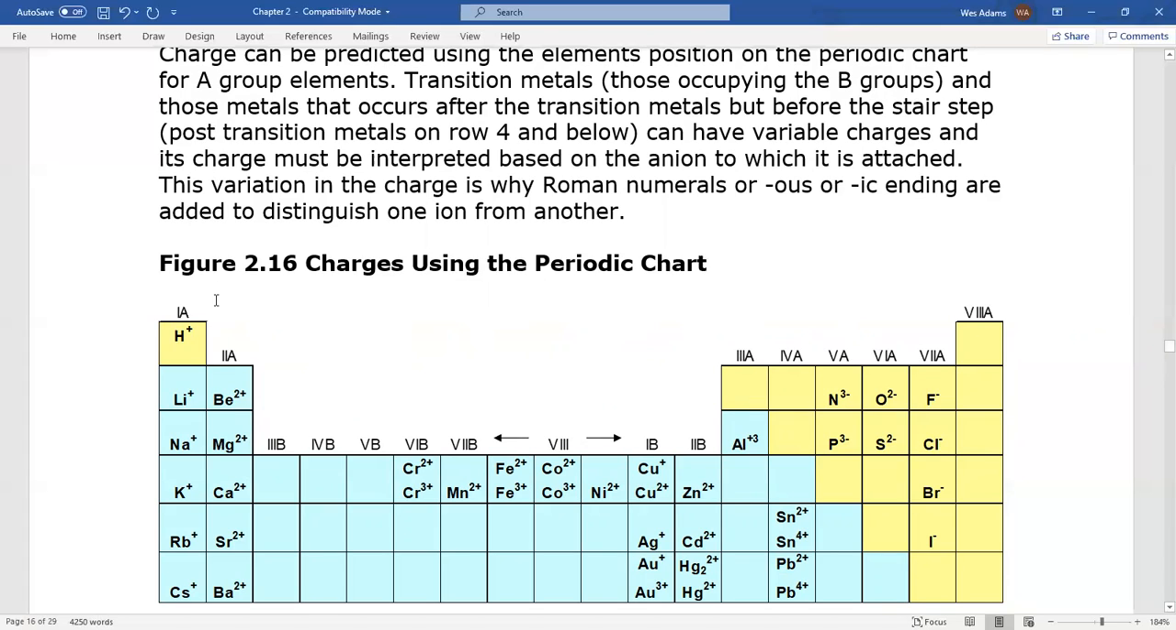But we can see group 1A likes to form a +1 charge, 2A forms a +2, 3A, like aluminum, tends to form a +3. Not a lot of good rules for 4A, but then when we get to 5A, -3 for 5A, -2 for 6A, -1 for 7A, and your noble gases don't tend to form ions since they would have a 0 charge or would remain neutral.